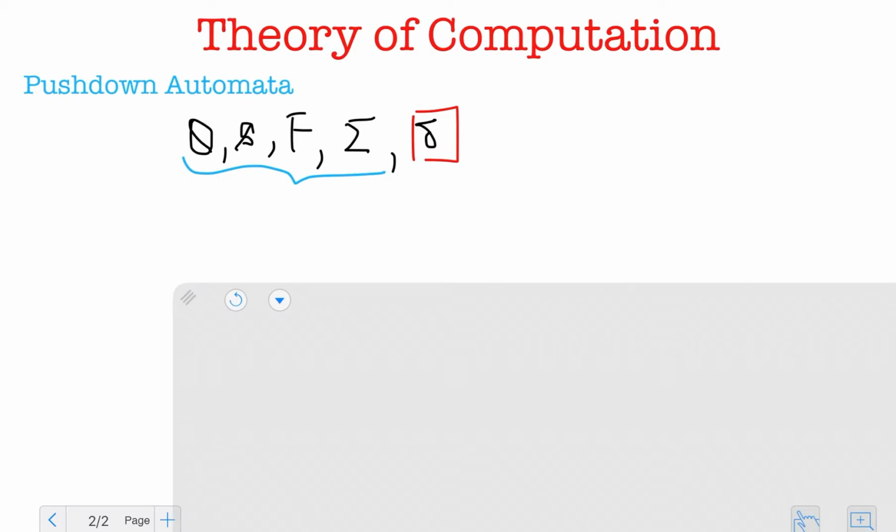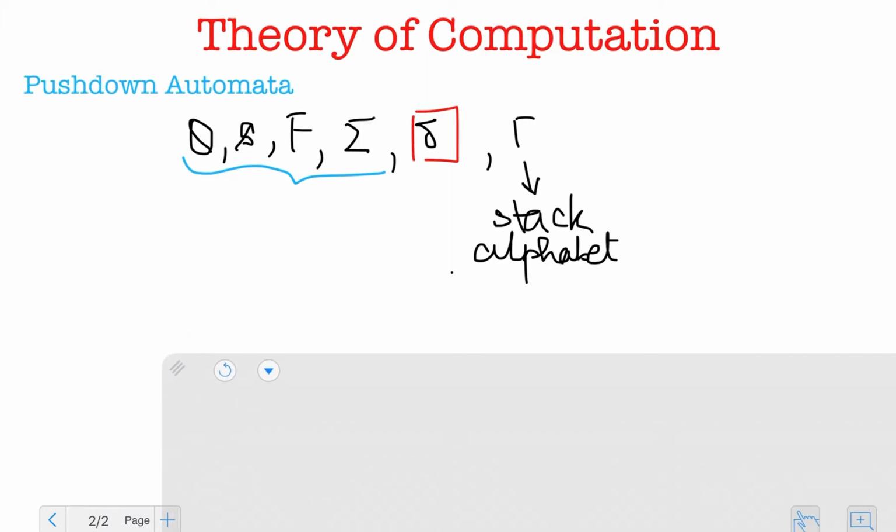Along with this, we need some things to define our stack as well. So the first thing we need is denoted by gamma, and it's called the stack alphabet. What the stack alphabet tells us is what symbols can go onto the stack or pop from the stack. So we could have, let's say, something like ABC, and if we have ABC as our stack alphabet, then we are saying that what we are allowed to push onto the stack is one of these symbols right here.